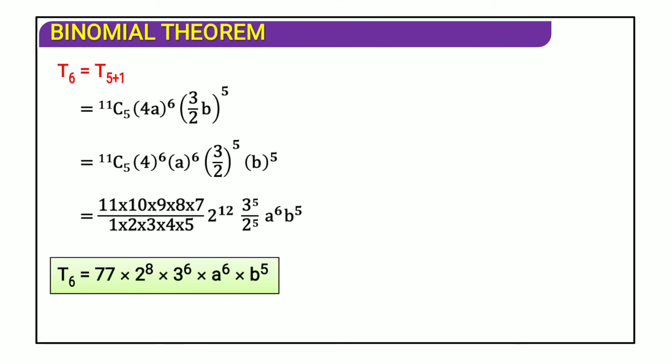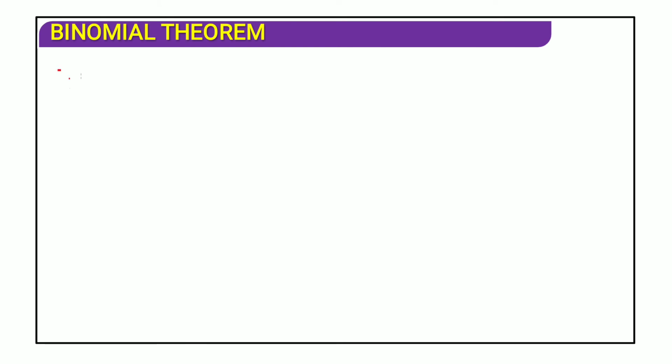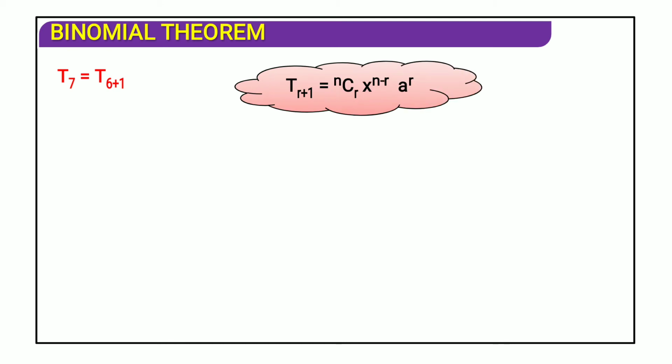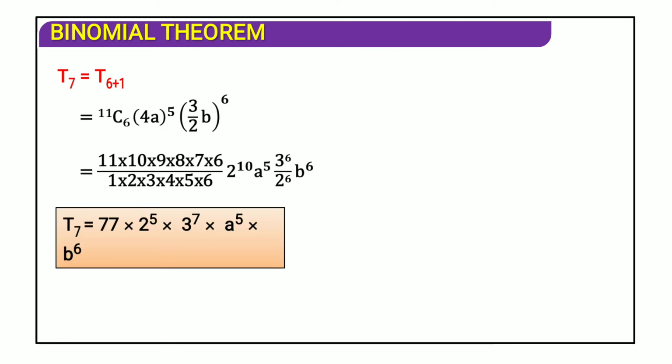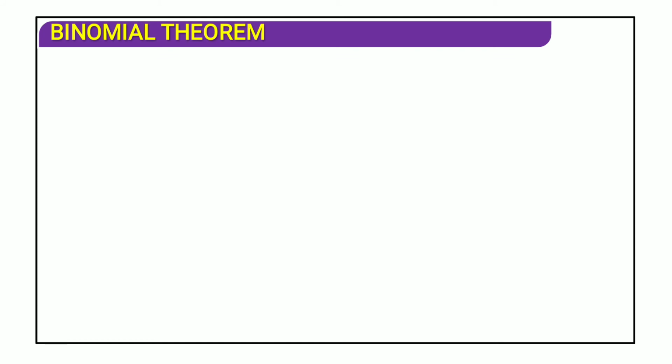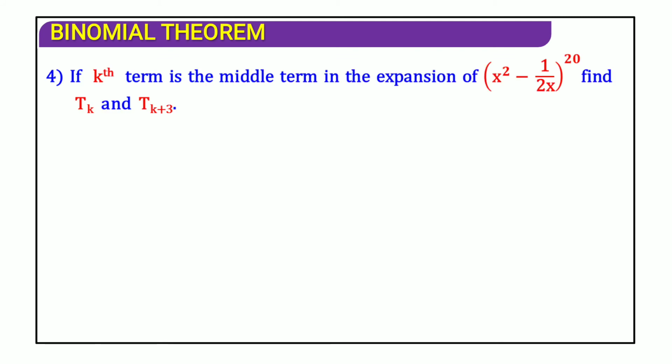Okay, and T7 is equal to T6 plus 1. T(r+1) is equal to nCr x to the power n minus r a to the power r. You can easily calculate by using the simple fundamental formula. That's it. Moving to the next question.